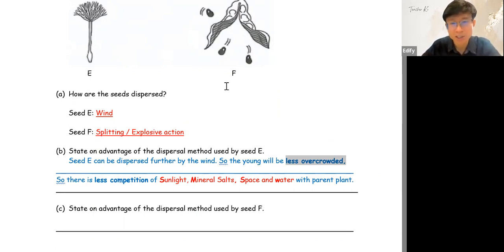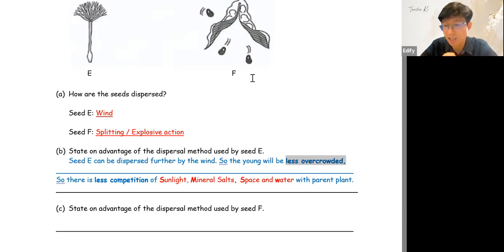But how about F? Can F have an advantage too? Now, generally, wind disperses the seeds further, but by splitting, the seeds are dispersed all very near to the parent plant. But everything usually has a good and bad to it. There must be some kind of advantage to splitting as well. So, what could be a possible advantage that a plant disperses the seeds by splitting?